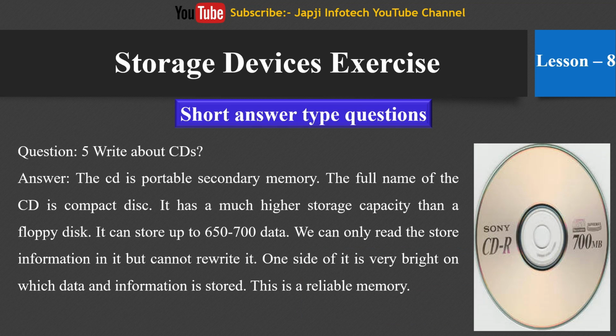The CD is portable secondary memory. The full name of the CD is compact disk. It has a much higher storage capacity than a floppy disk. It can store up to 650 up to 700 MB data.